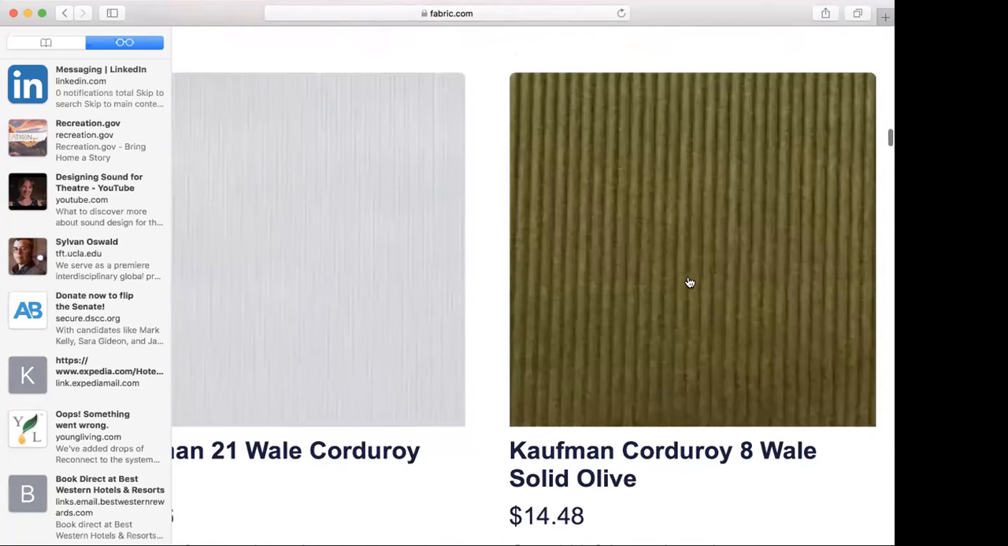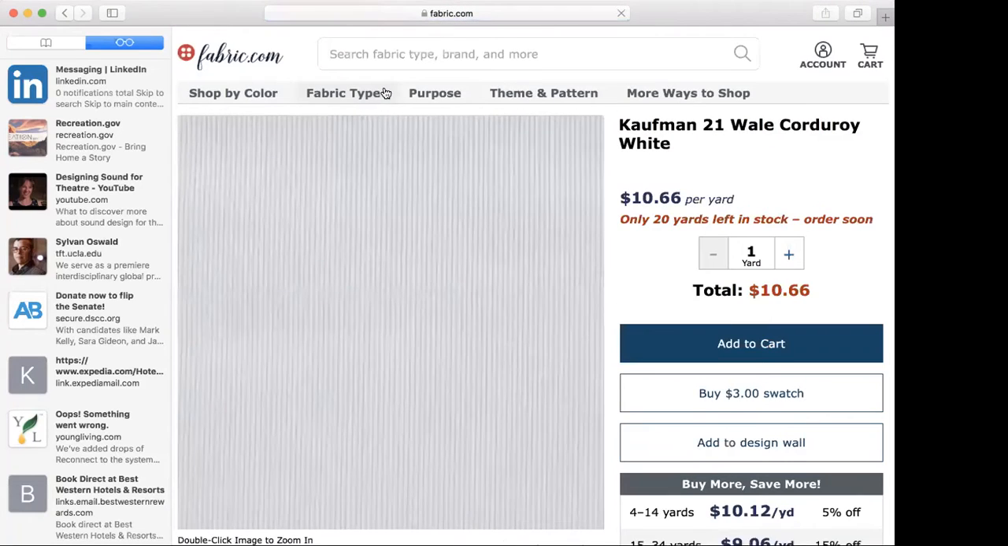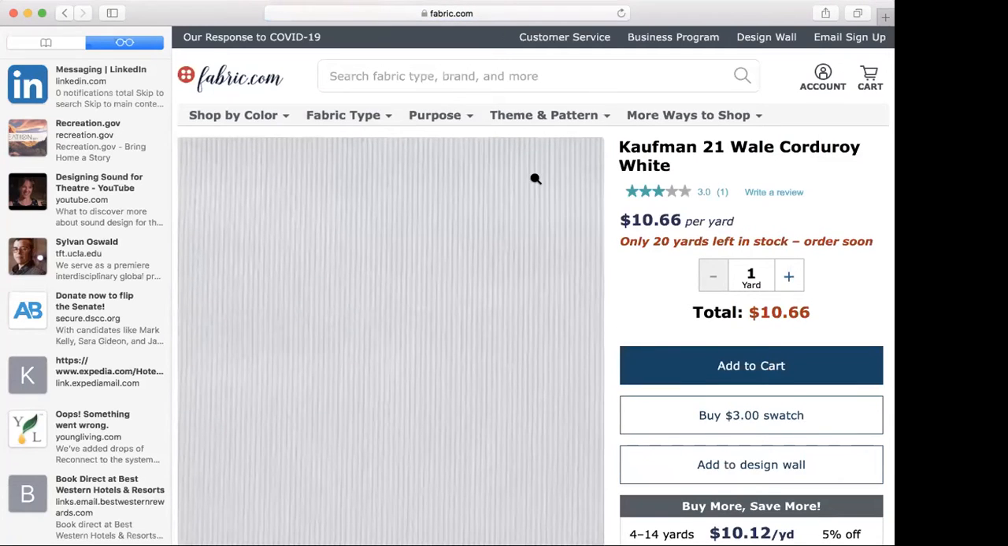Another, wide wale. 8-wale corduroy refers to a wale, which is this hump. So they're referring to 8 per inch. So if we go over 1, 2, 3, 4, 5, 6, 7, 8, it would be 8 wales per inch, okay? So fine wale is 21 wale next to it. You can see that is massively smaller, right? So that would be different. Only 20 yards left in stock. So you've got really great resources digitally for fabric swatches.